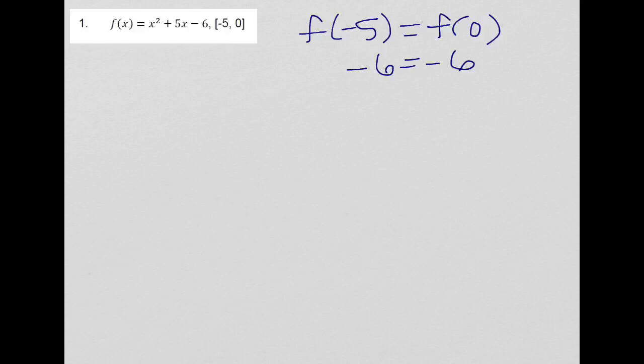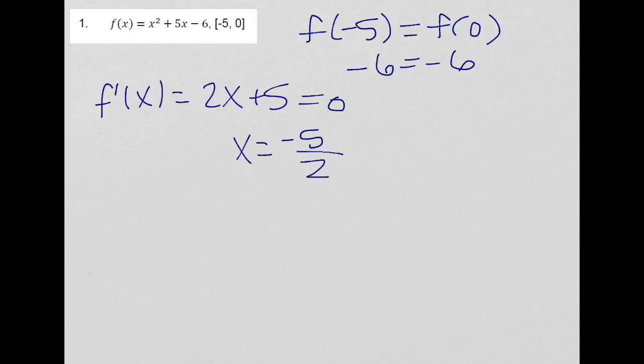So if I'm looking for a tangent, I'm going to take the derivative. So 2x plus 5. I'm going to set it equal to 0 and solve it. And so I'll say this satisfies Rolle's theorem when c equals negative 5/2.